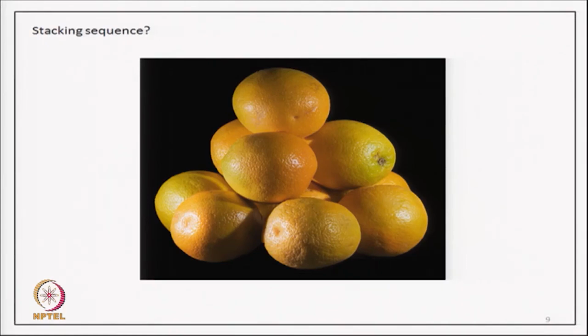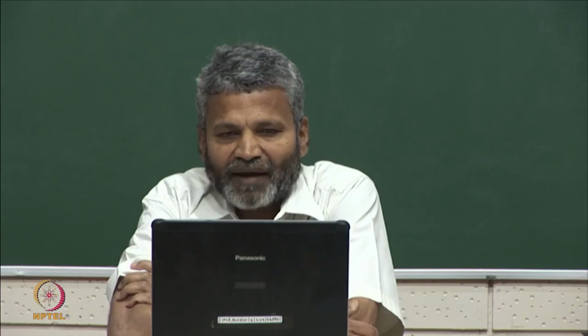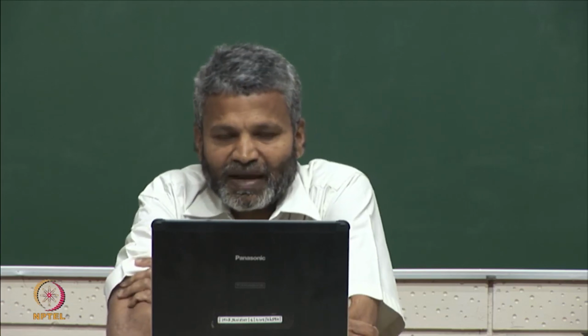So, let us now look at some interesting examples, not from crystals, but from our normal life experience. Here are oranges stacked in a fruit seller's shop. The oranges are approximate spheres, and you can see that they are stacked one above the other, and I leave this question to you: what is the stacking sequence in which these oranges are stacked? Is it ABAB or is it ABCABC? That is, is it hexagonal close packed or is it cubic close packed?